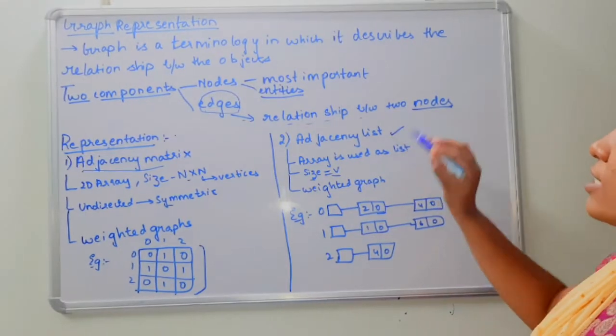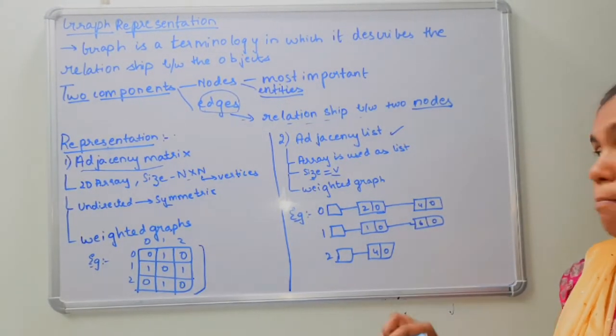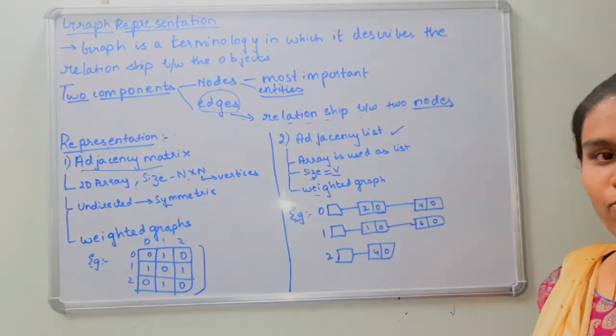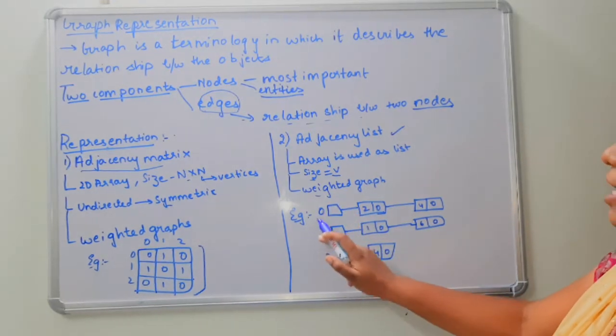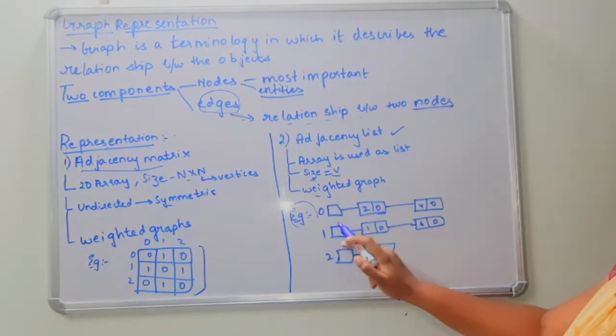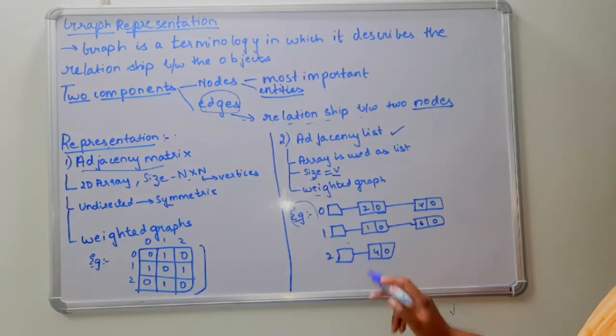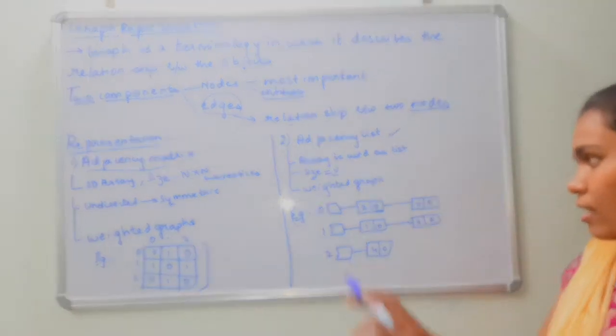And this adjacency list is also used to represent weighted graphs. This array is used in the form of a list. The example of the adjacency list is this one.